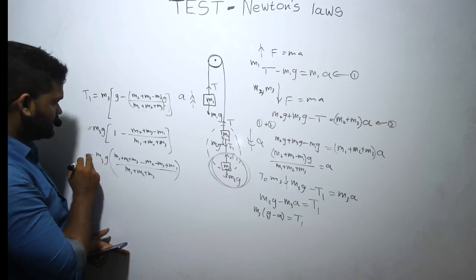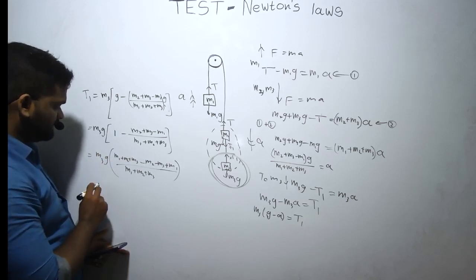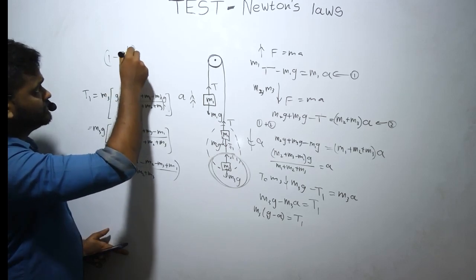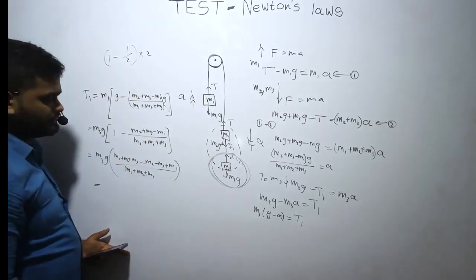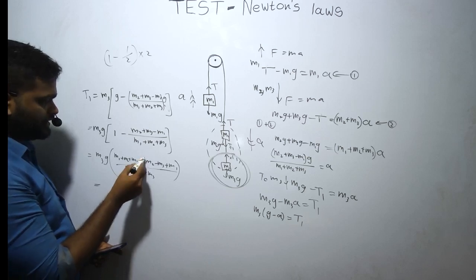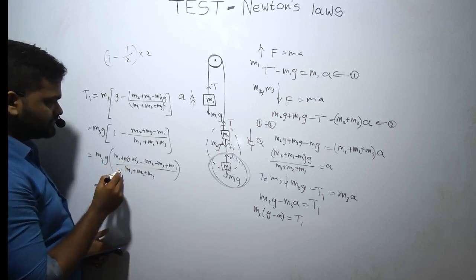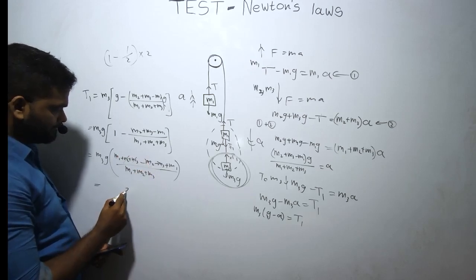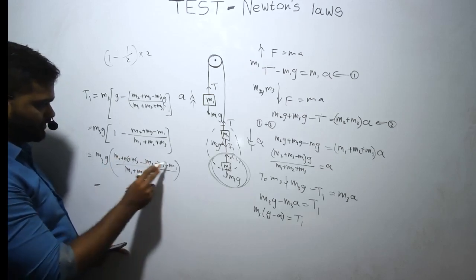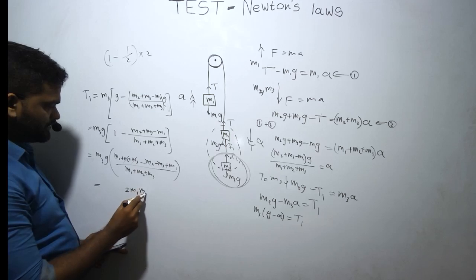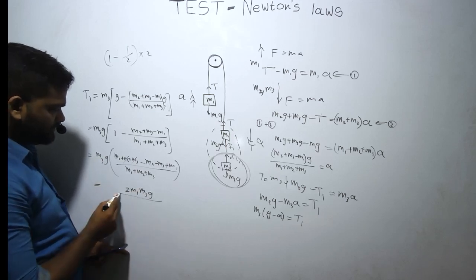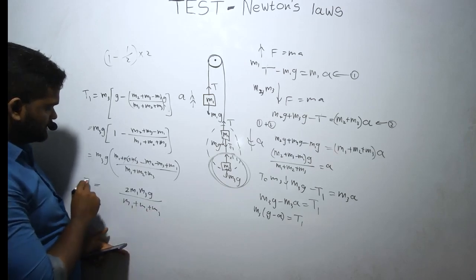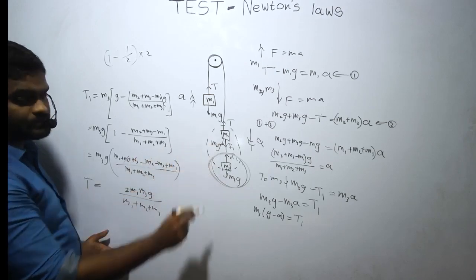These are simple, though they look complicated. We are doing the same as doing this stuff, times 2, same thing. M2, M3 cancel off. M1 and M1 become 2M1. 2M1 multiplied by M3G, divided by M1 M2 M3. This is the tension between M2 and M3.